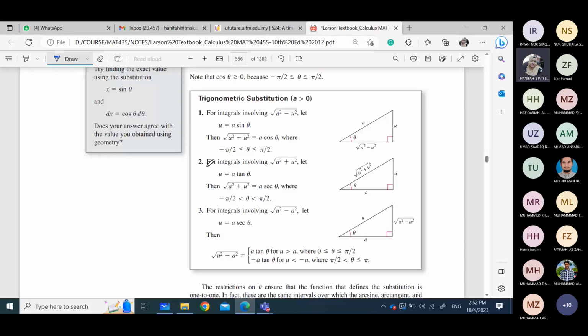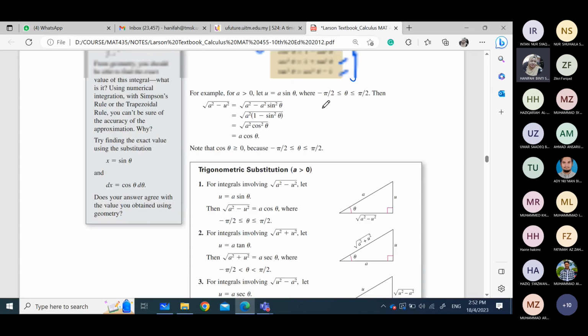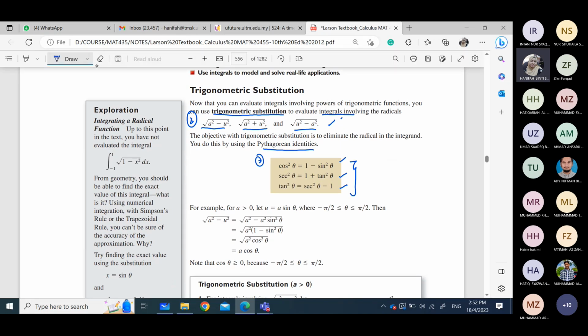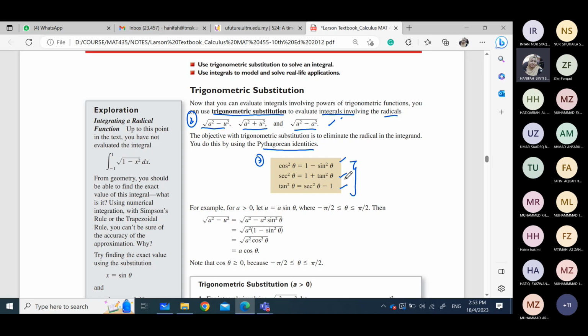Okay kelas, kita recap sikit trigonometric substitution. Kalau you lihat dalam textbooks, this is a method that we use trigonometric substitution to solve the integration which involving radical. So apa maksud radical yang kuasa 2 ni? These are the radicals: square root a squared minus u squared, square root a squared plus u squared, and square root u squared minus a squared. If we have these radicals, then we can use trigonometric substitution method. Maksudnya kita menggunakan trigonometric function sebagai gantian.